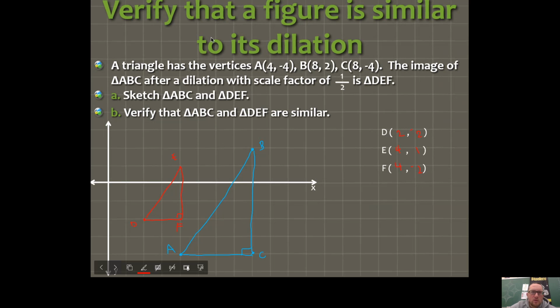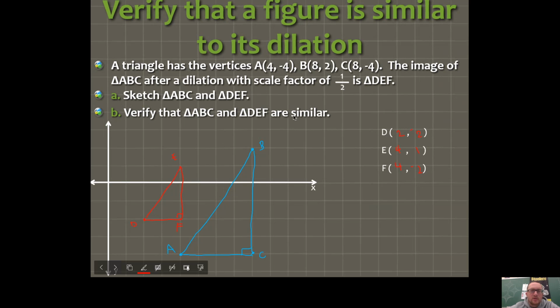Now, they want you to prove that it's similar. So we already did part A. We sketched both triangles. And this is going to be tough for you to do if you're not printing out your homework and your notes, it's going to be really hard for you to plot this, especially if you don't have graph paper. I would say just do your best.